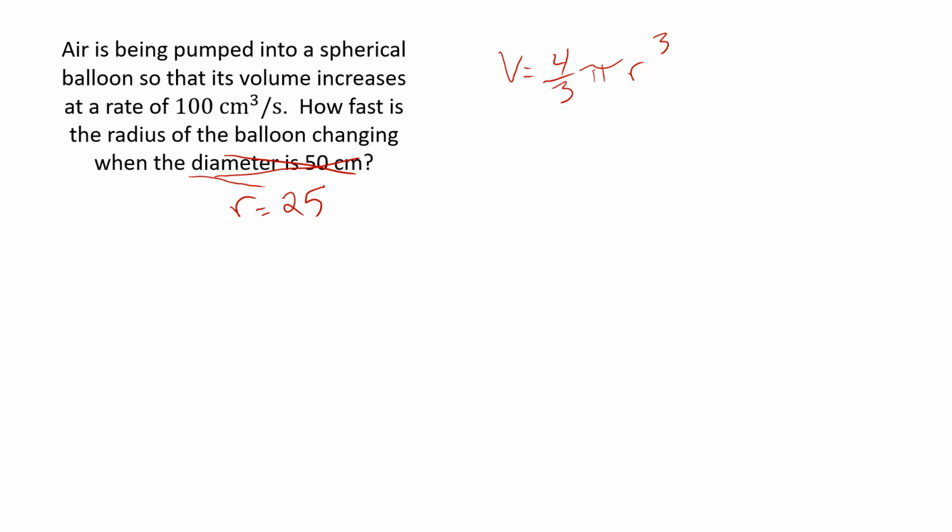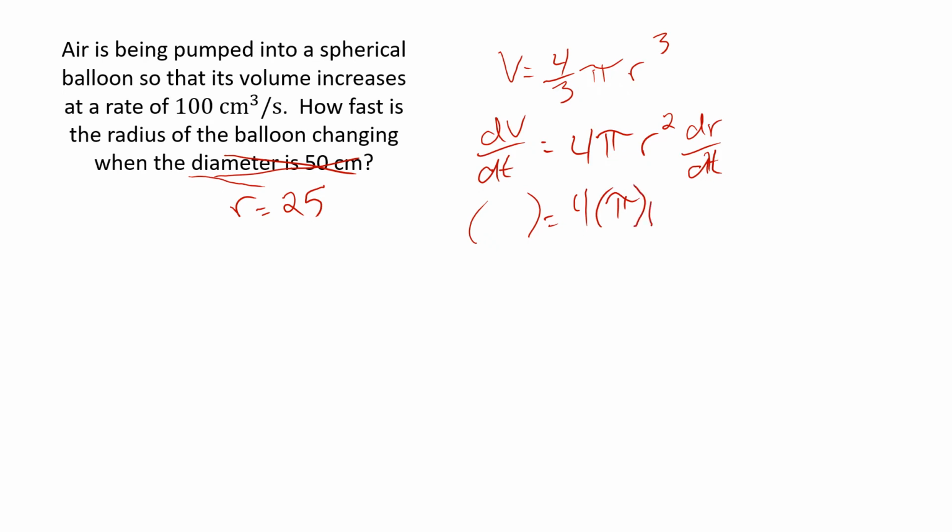So right away, let's take the derivative with respect to time. dV over dt equals 4/3 times 3 is just 4 pi r squared, which by the way is the surface area of a sphere. How cool is that? Then dr over dt. We're looking for how fast the radius is changing. That's that dr over dt, which means we should be able to plug in everything else.